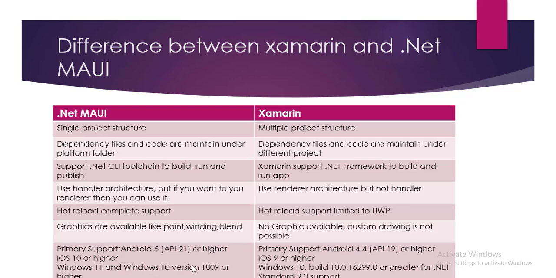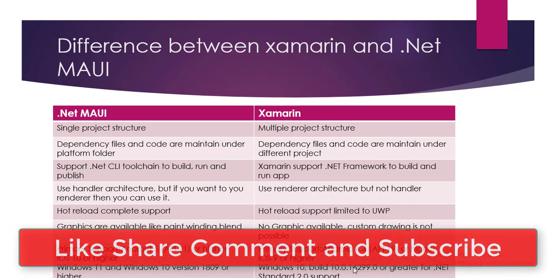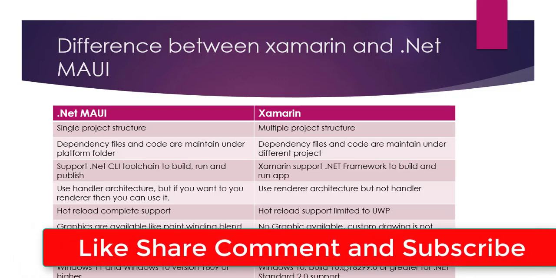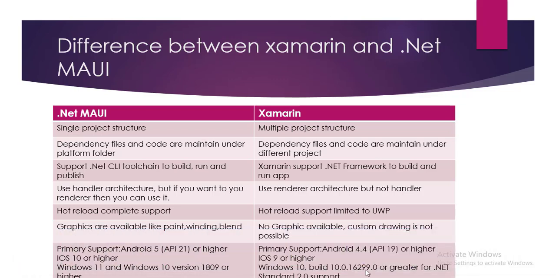But I have installed it on Windows 10 and it is running. I just installed it, created a new project and ran it. I have not created any new app, so I don't know what is limited on my Windows 10. But I know that I don't have version 1809 or higher. I have a version lower than 1809 on Windows 10. So these are some of the differences between Xamarin and .NET MAUI.